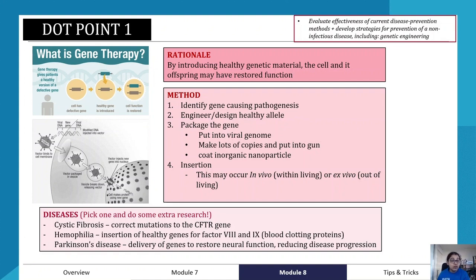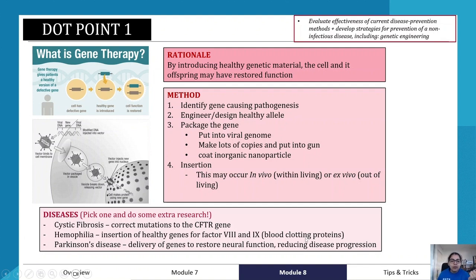And that can be done in vivo, so it can be done within the living person, or ex vivo, it can be done out of the living, so we can take some cells out as well to try and do it. So you can pick one of these, like cystic fibrosis, hemophilia, and Parkinson's disease, and research that a bit more. So we can correct the CFTR gene in cystic fibrosis, or rather a mutation in it causes cystic fibrosis. Hemophilia, insertion of a healthy gene for factor 8 and 9.